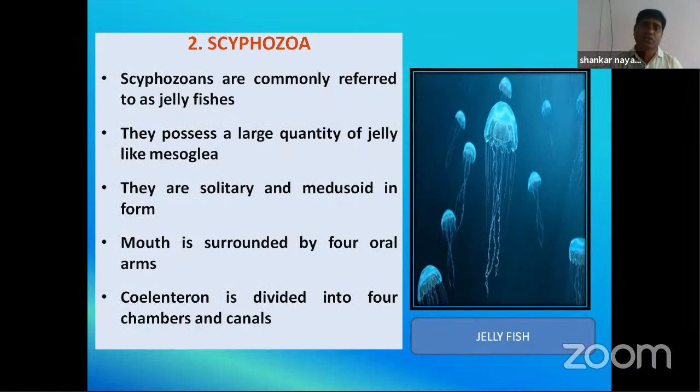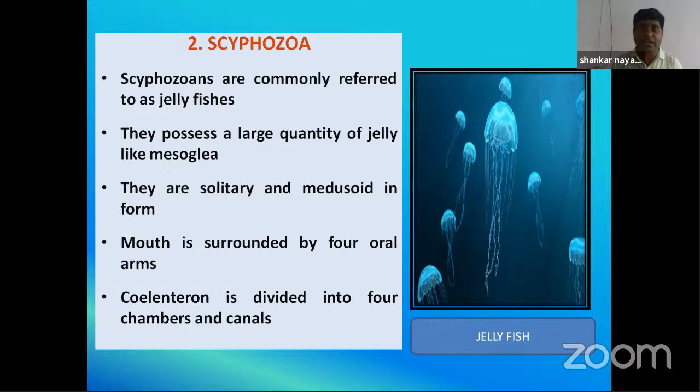Next is Scyphozoa. Class 2, Scyphozoa. Scyphozoans are commonly referred to as jellyfishes. All the jellyfishes are included in Scyphozoa. They possess a large quantity of jelly-like mesoglea. Okay, they possess jelly-like mesoglea. They are solitary and medusoid forms. Free swimming form is there, and staying at one place, that is the solitary form. The mouth is surrounded by 4 oral arms. Around the mouth, we can find 4 oral arms.